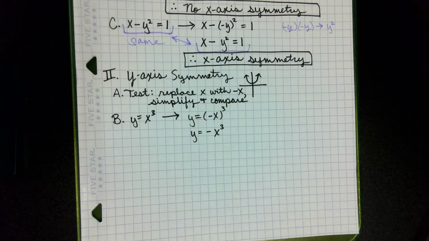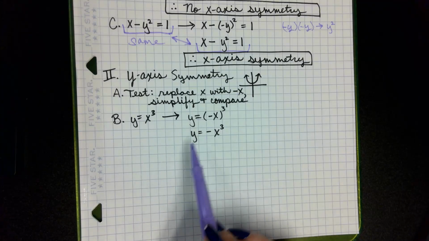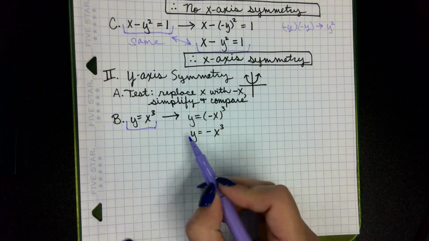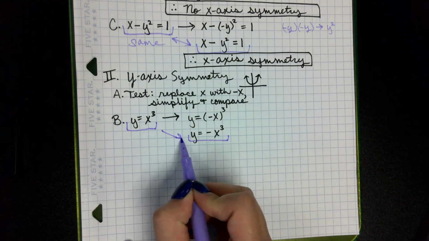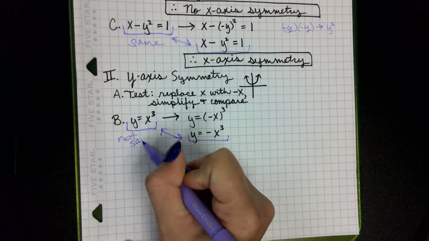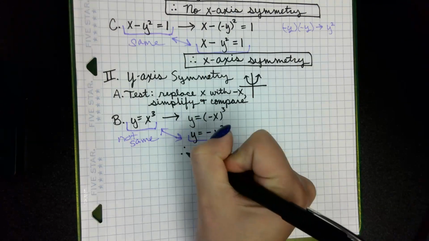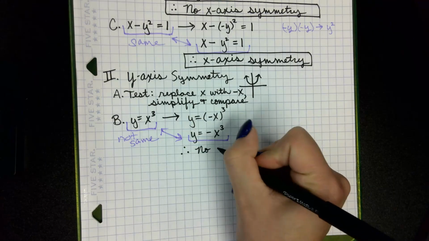We've simplified all we need to simplify because the left is y equals, it's y equals. And we compare the right. So we have y equals x to the third power, y equals negative x to the third power. These are not the same. Therefore, no y-axis symmetry.